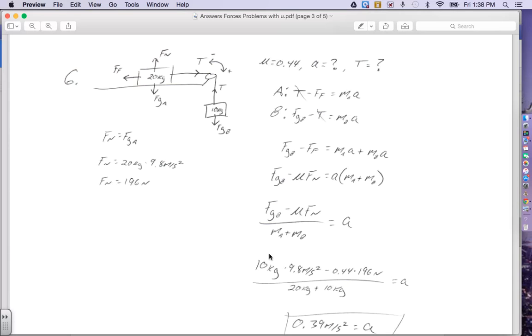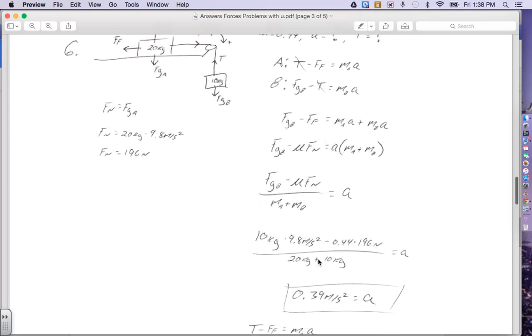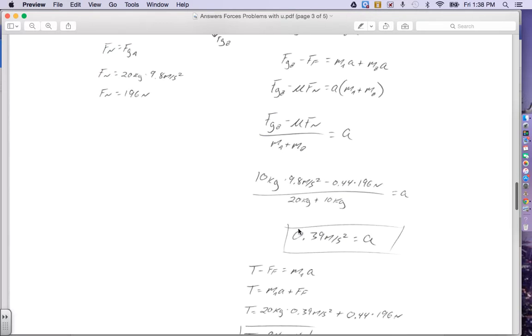Force of gravity is 10, because that's the mass of the block, times 9.8 meters per second squared. The coefficient of friction, 0.44, and the normal force, we solved for it, it's 196 newtons. And in the denominator, we have 20 kilograms plus 10 kilograms, the masses of those two blocks added together, and that gives us an acceleration of 0.39 meters per second squared.